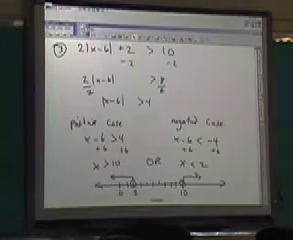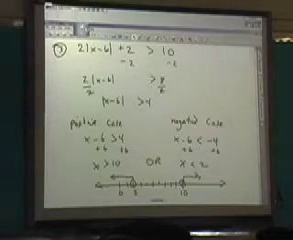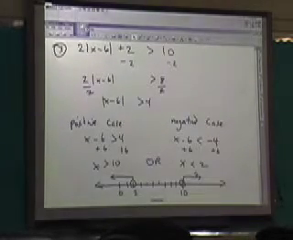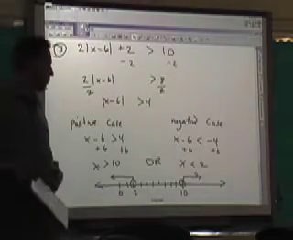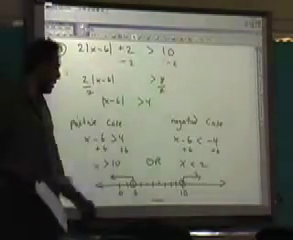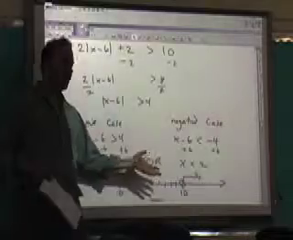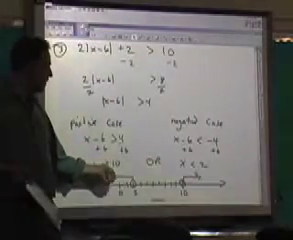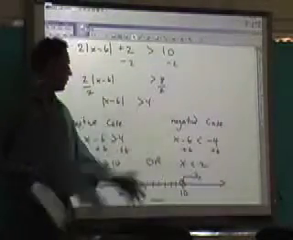Any questions? Why is it split? How do you know if it's "or" or "and"? Well, if it's splitting like that, it's going to be "or." If it's coming together, it's going to be "and." How do you know that? It's logical. This is true. If x is greater than 10 or x is less than 2, this will be true.